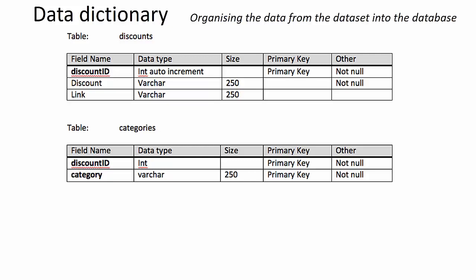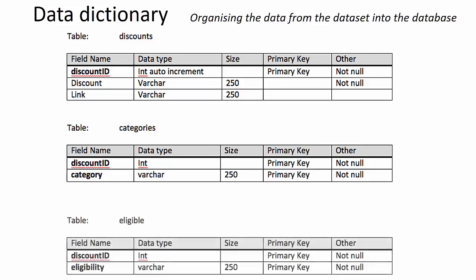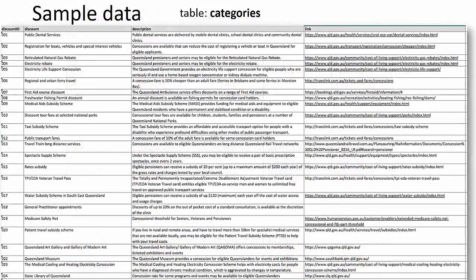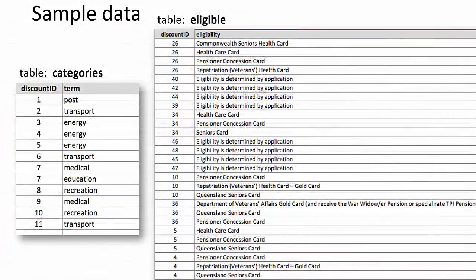This will simplify the interface by having fewer categories for users to choose. The existing item names will be reorganized into categories and a discount will be able to apply to more than one category. The third table will be called Eligible and consists of two fields, Discount ID and Eligibility, with both set as a primary key. This is an illustration of sample data that will be populated into the discounts table containing ID, discount name, description, and link fields. Sample data for the categories and eligible tables is illustrated here.